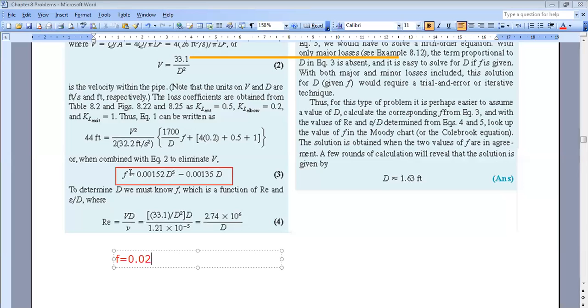If not, you can simply say that instead of assuming f and having a complex calculation of d, I will assume d, because if I assume d, I can easily calculate f and Reynolds and epsilon over d. So in this case, I will choose to assume d because the equation of f as a function of d is complex, so I cannot get d easily. So in this case, I will choose to assume d, okay?